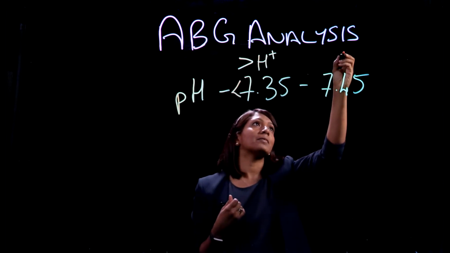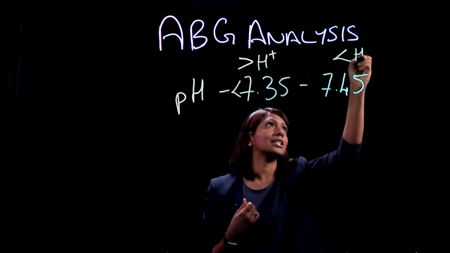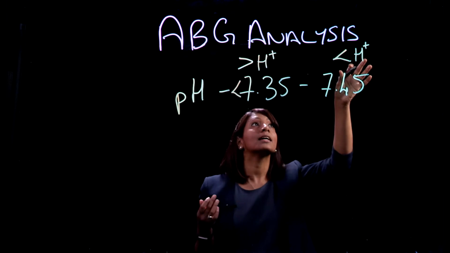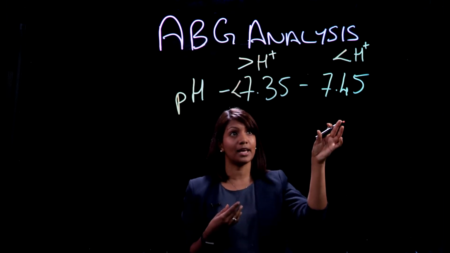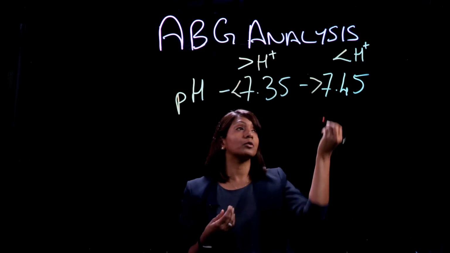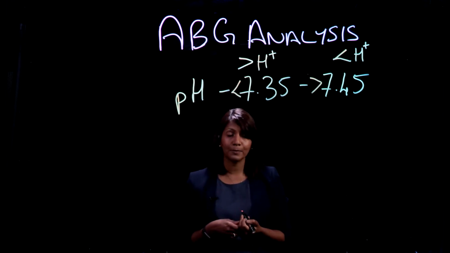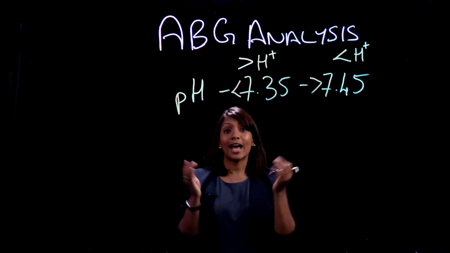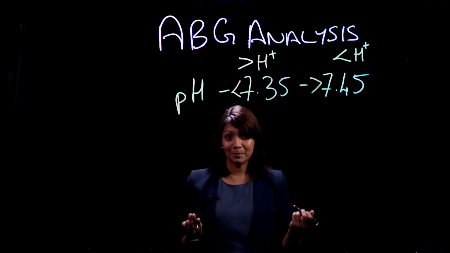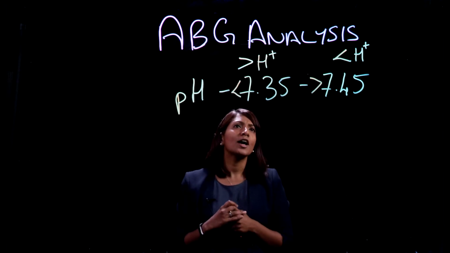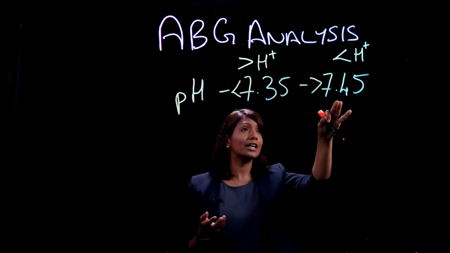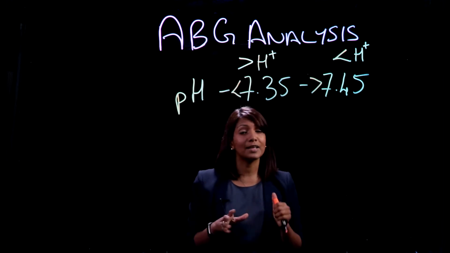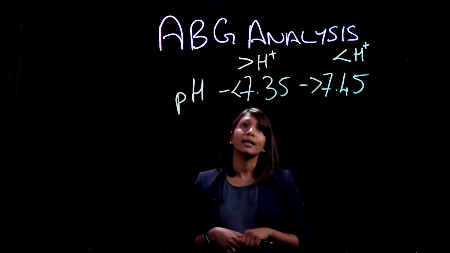What if the blood has fewer hydrogen ions, which is the acidity of the blood? If that's less, that's represented by a higher pH value, which is greater than 7.45. Okay, so that's step number one. What is the pH of our blood? So if we know it's less than 7.35, we know it's acidic. If it's greater than 7.45, it's basic or alkaline.